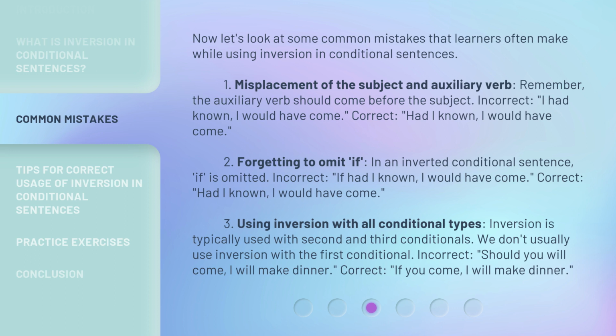3. Using inversion with all conditional types. Inversion is typically used with second and third conditionals. We don't usually use inversion with the first conditional. Incorrect: "Should you will come, I will make dinner." Correct: "If you come, I will make dinner."